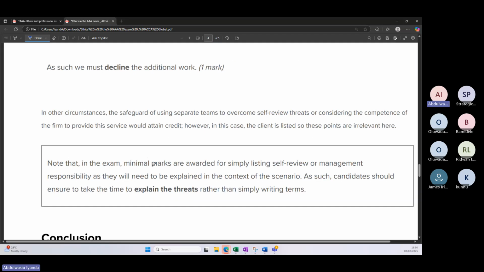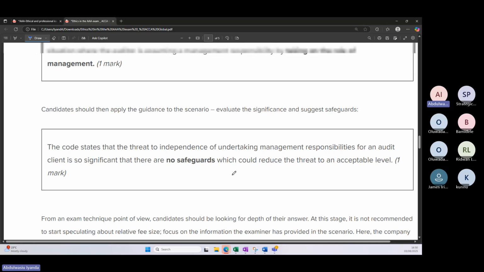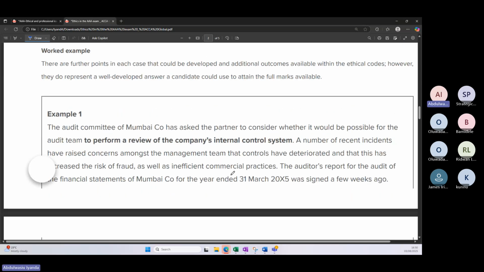Note that in the exam, minimum marks are awarded for simply listing self-review, or maybe they're talking about the word in the scenario. Mere listing of the problem. All right, so they're just trying to work on this. So a minimum mark will be given in relation to that word.